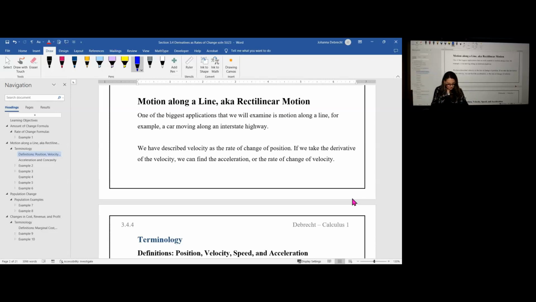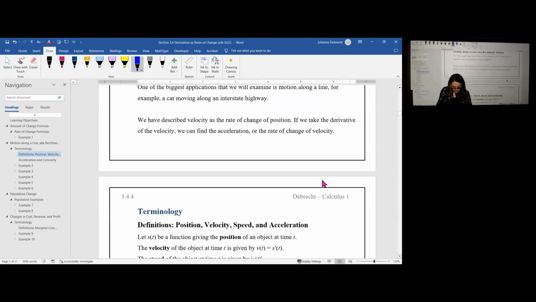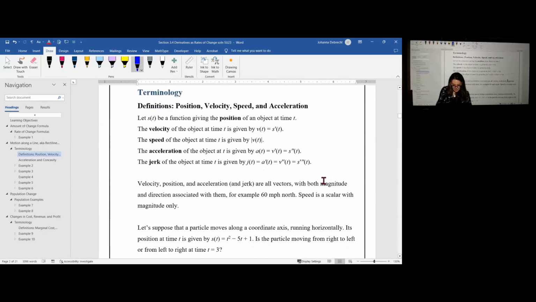How do we know whether we're on the east side of Denver or the west side by looking at the position-time graph? Here are the definitions that we'll be using as we do this. Remember that the derivative of position with respect to time is the velocity, and the derivative of the velocity is the acceleration.